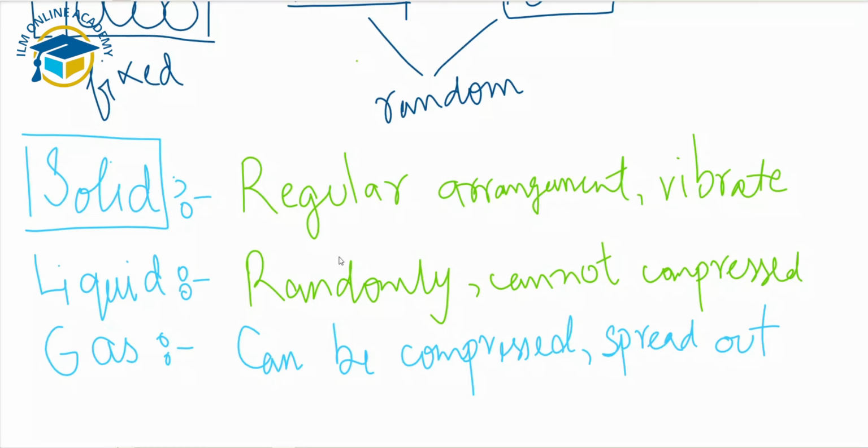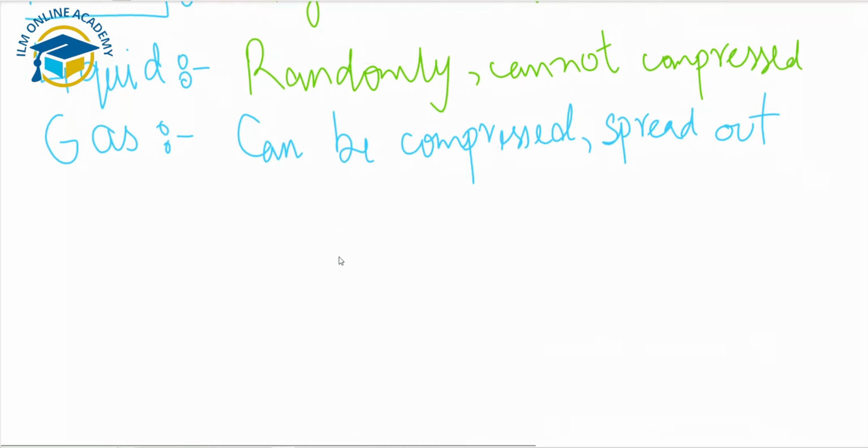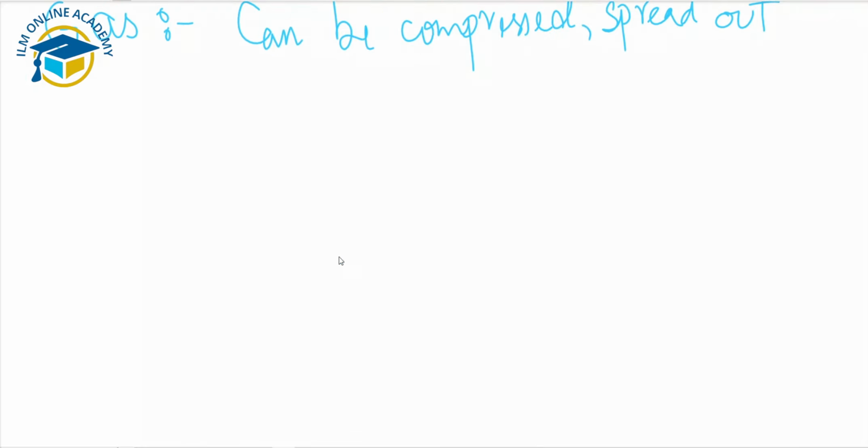This is the most basic one, and next we'll discuss the change of state in terms of melting, boiling, freezing, and also condensing. So the next one is about the change of state.